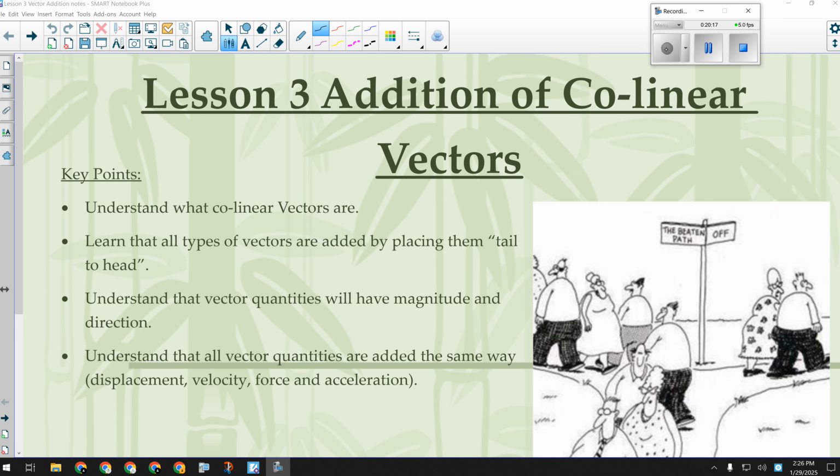All vector quantities obviously have magnitude and direction, something we already talked about. And then all vector quantities, regardless of what it is, displacement, velocity, acceleration, force, they're all added the same way. The only thing that's different is what units you put on your final answer. But the mechanics of what we're going to learn applies to all vector quantities.